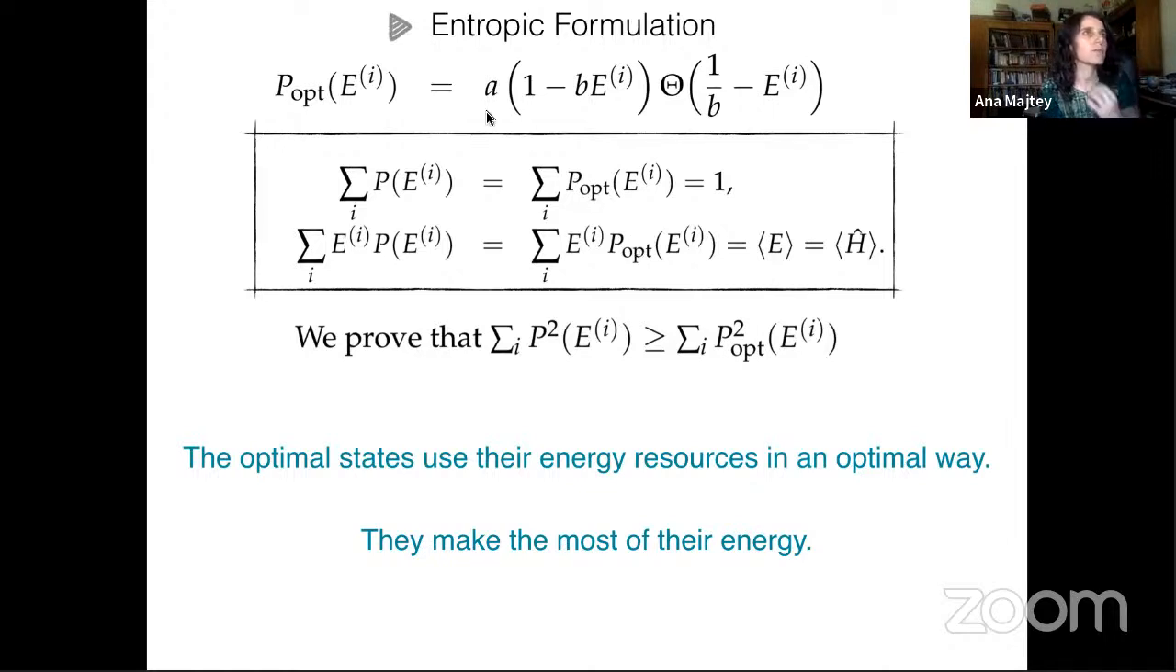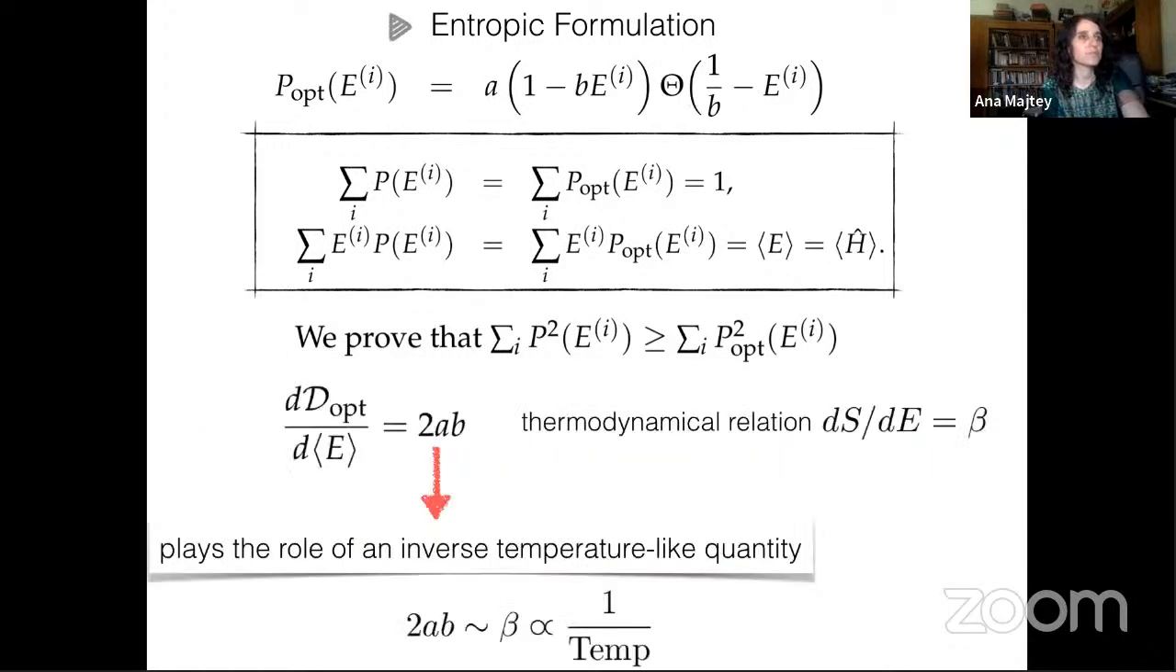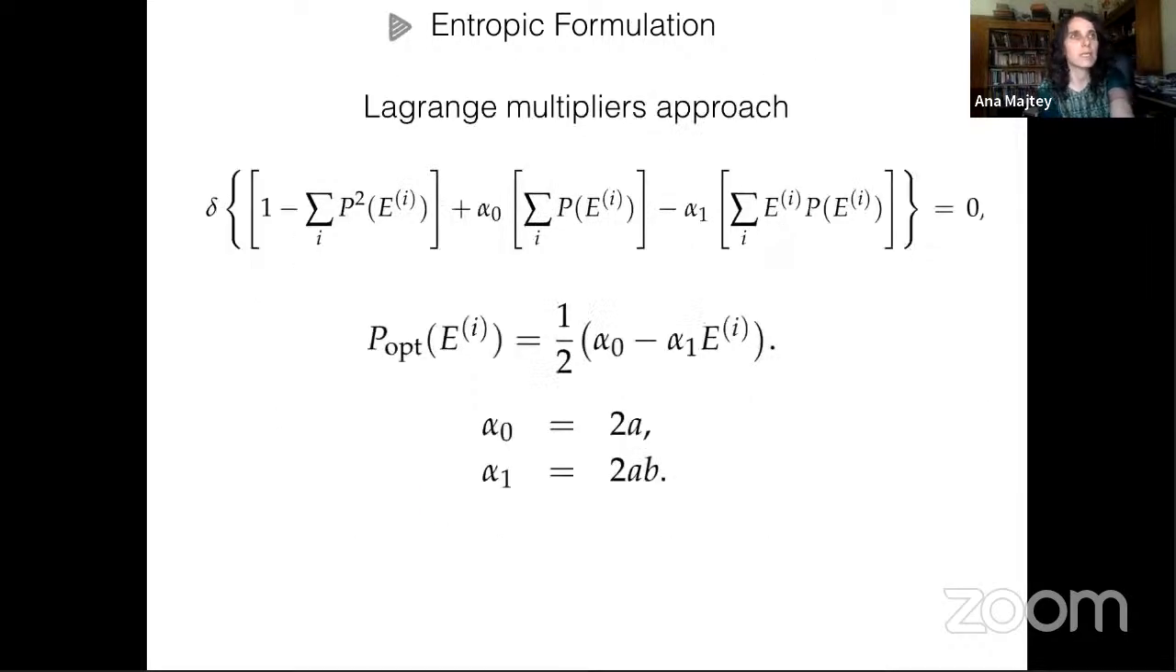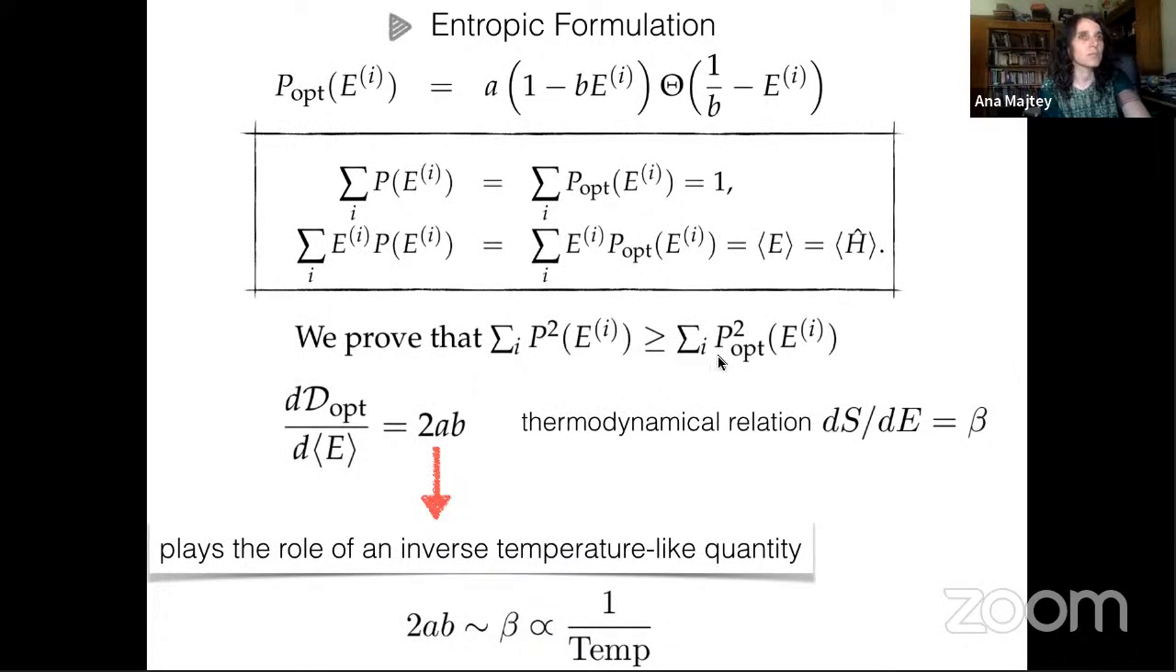But we follow a different path, and we directly prove that this is the optimal probability distribution of energy, where A is a constant of normalization, and B is a real parameter with units of inverse of energy. And this is the Heaviside step function. And we proved that among all the probability distributions that satisfy the normalization condition and the fixed mean energy, this is the optimal probability distribution, which maximizes the linear entropy.